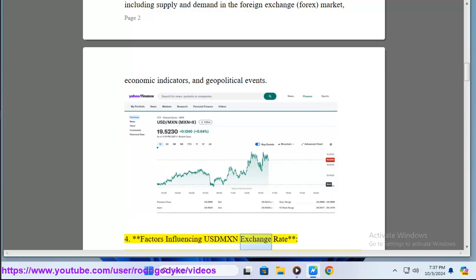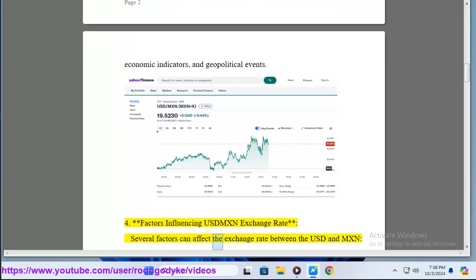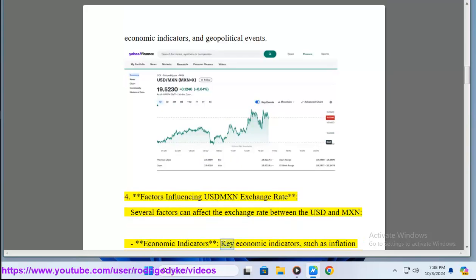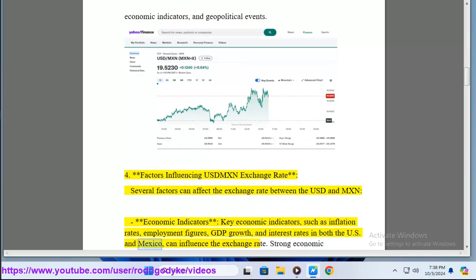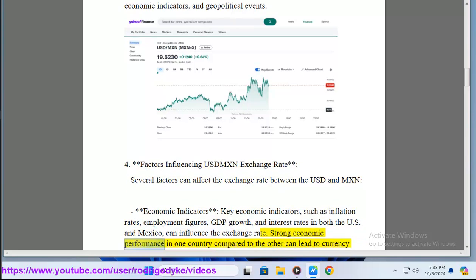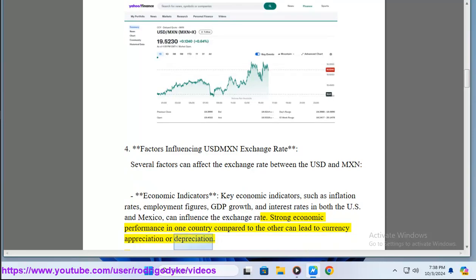4. Factors influencing USDMXN exchange rate. Several factors can affect the exchange rate between the USD and MXN. Economic indicators. Key economic indicators, such as inflation rates, employment figures, GDP growth, and interest rates in both the US and Mexico, can influence the exchange rate. Strong economic performance in one country compared to the other can lead to currency appreciation or depreciation.